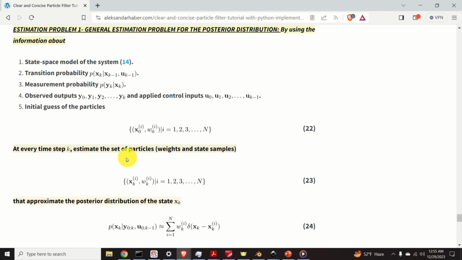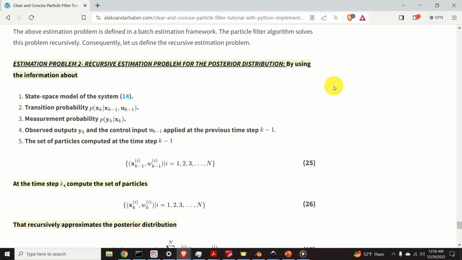That is, we want to estimate the state samples xk with the superscript i and the weights wk with the superscript i, where the index goes from 1, 2 until n, and this set of particles approximates the posterior distribution, and it approximates it like this. This estimation problem is defined in the batch estimation framework. The particle filter algorithm solves this problem recursively.